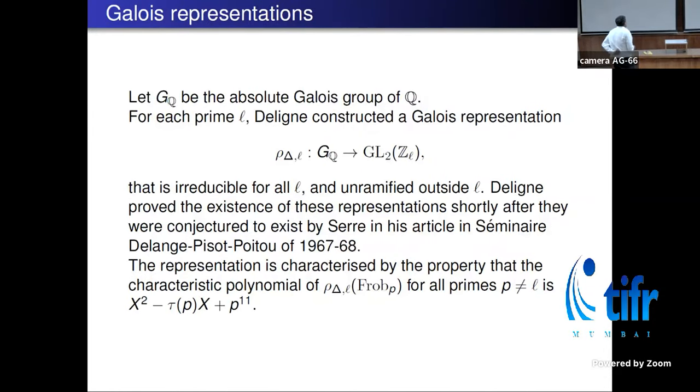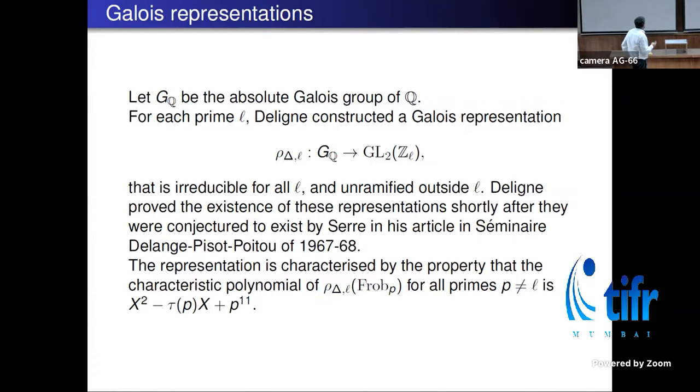Okay, so Serre, in the seminar Delange-Pisot-Poitou in 1967-68, conjectured that there should exist an L-adic Galois representation in GL2 of the L-adic numbers, which are some sort of putting together of Z mod L to the R for various R's. So he conjectured that the L-adic representation associated to the delta function, of the absolute Galois group of Q, the Galois group of Q bar over Q, and the link with the delta function is that this representation is unramified outside L, which is to say that the fixed field of the kernel of this representation is made up of number fields with discriminants which have only powers of L in them.